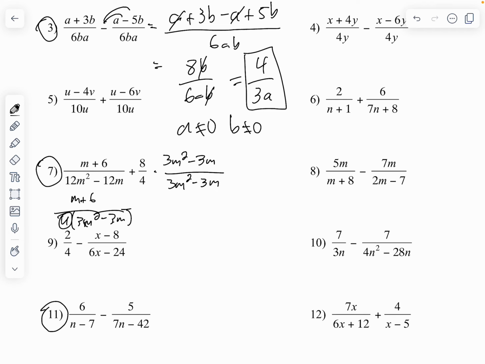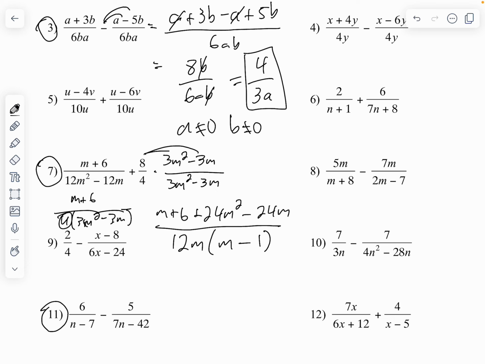But we're going to have, let's see, m plus 6, and then plus 24m squared, and then minus 24m by distributing the 8 here. And on the bottom, we're now going to have the full 12m squared minus 12m. I'm going to save some time and factor out a little bit. So we have 12m times m minus 1. If you didn't follow all that, you can try the steps yourself, see if you can break it down and see where that came from.